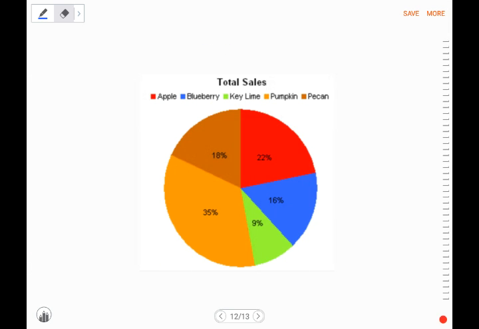Here's an example of percents being used to show the parts of a whole. In this case, total sales of a bakery selling different flavors of pie. We can see here that 22% of the sales are apple pie. Blueberry pies account for 16%, etc. So that's one example of percents.